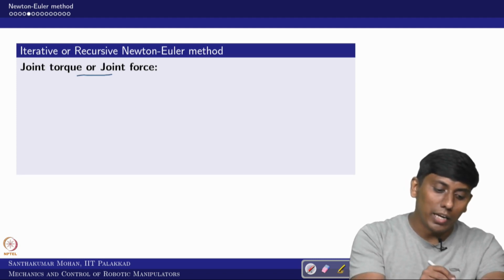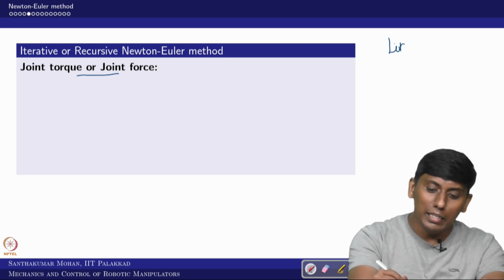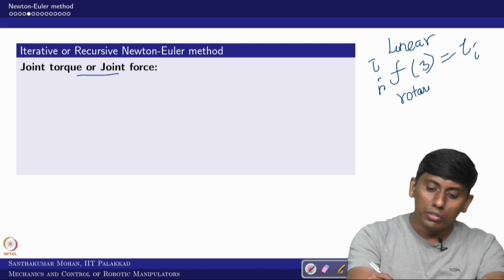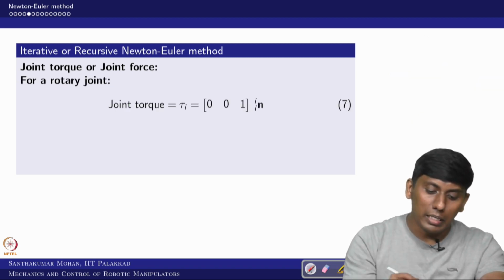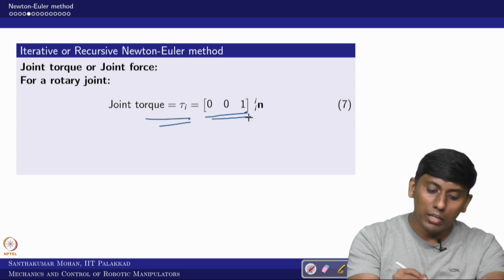So now we will try to calculate what would be the joint torque or joint force. If it is a linear joint, then the F corresponding to that ith joint, the third quantity, in the sense the z axis component, would be your tau_i. If it is a rotary joint, then the third component of n_i would be your tau_i. Okay. That is what I am writing in proper vector form. So you can see this. Now this is a row vector, and this is a column vector.